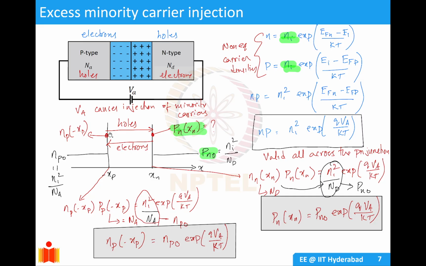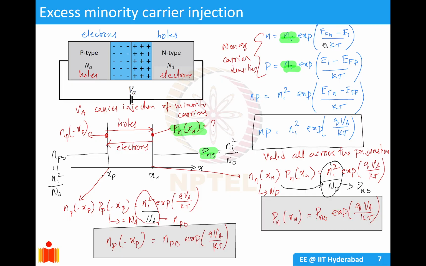Now there is injection of minority carriers from the junction into the semiconductor. So we consider this point, np of minus xp. Similarly, here you have pn of xn, and now we have to see how they will look.